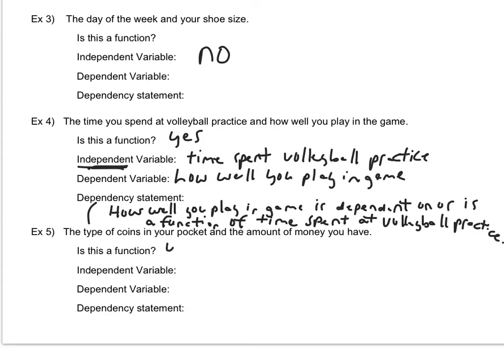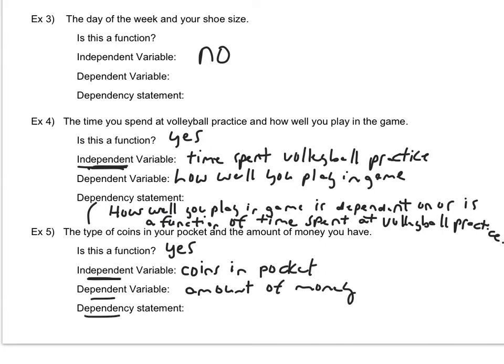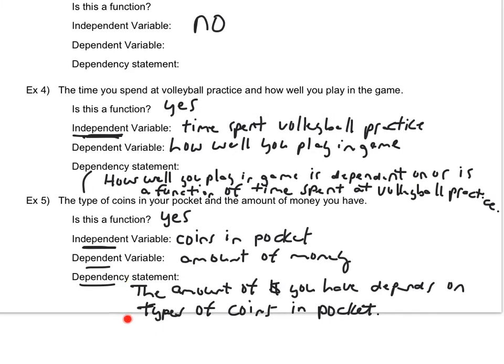Well, yes, I would say that that would be dependent. And the independent variable would be the coins in your pocket, because the money depends on the coins in your pocket. So the dependent variable would be the amount of money that you have. And then the statement would be that the amount of money you have depends on or is a function of the types of coins in your pocket. So this is the way we would write that. The amount of money you have depends on the types of coins in your pocket.